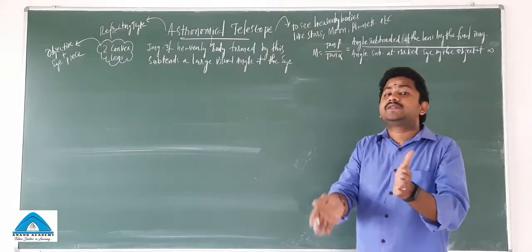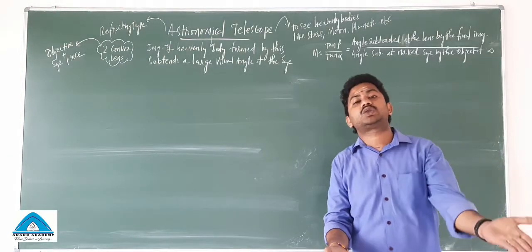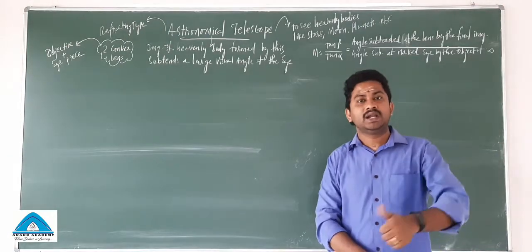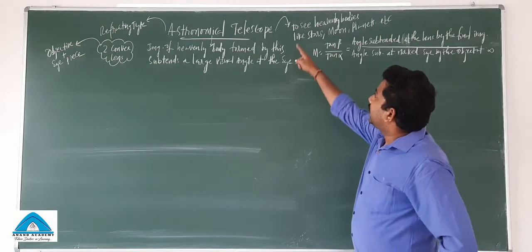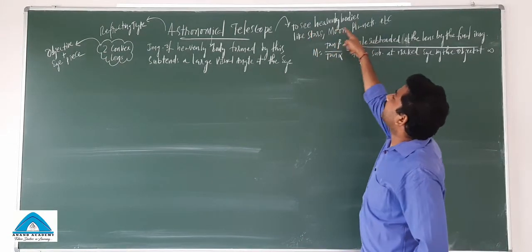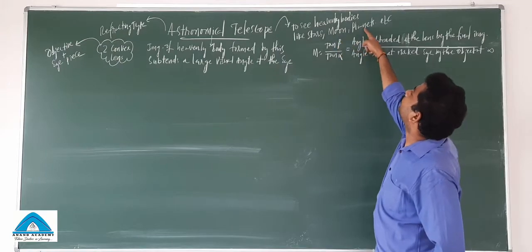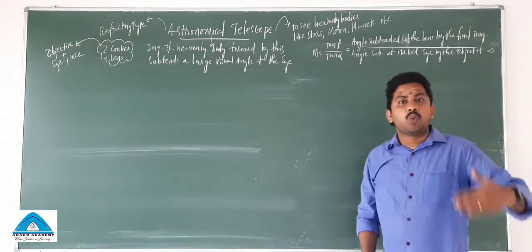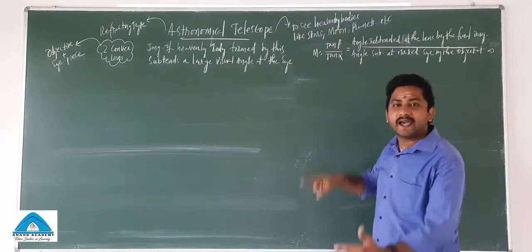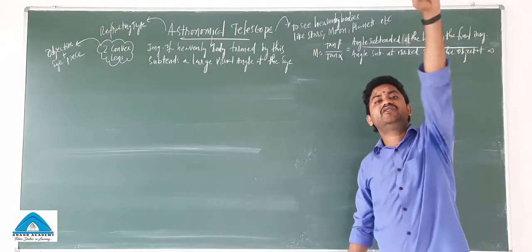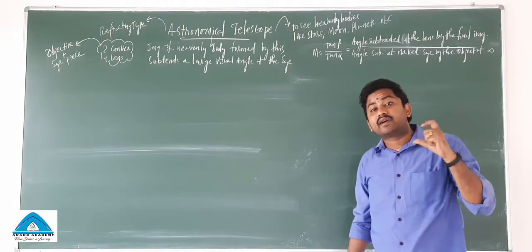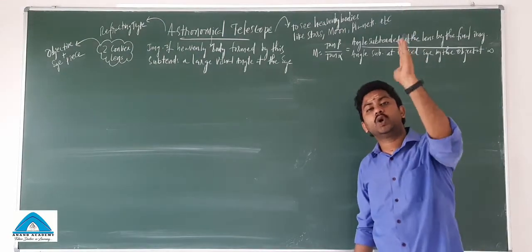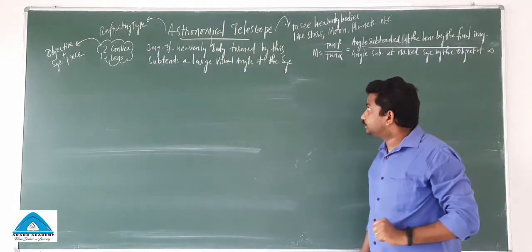See, there will be some similarities between compound microscope and this astronomical telescope. It is used to see heavenly bodies like stars, moon, planets, etc. What is the position of them? Their position will be always at infinity. Understand? So our object is at infinity only now.